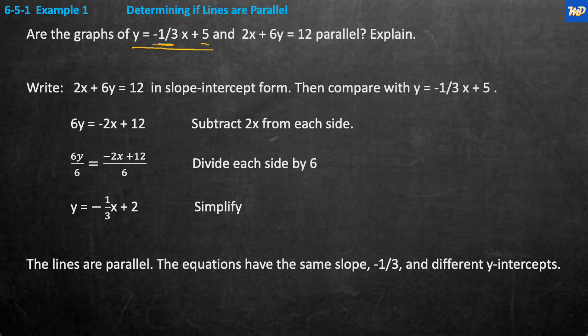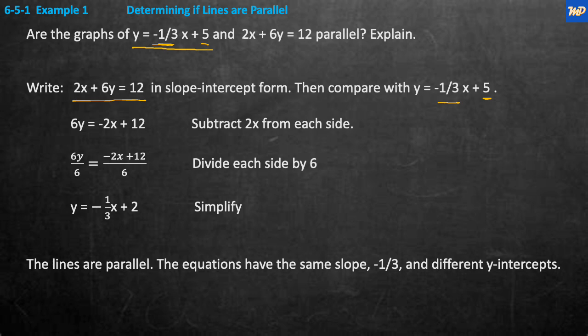Well, let's start with the equation 2x plus 6y equals 12. When we get it into slope-intercept form, we're going to compare it to y equals negative 1/3 x plus 5. We're going to want the same slopes and a different intercept other than 5. So we'll find out what it is.